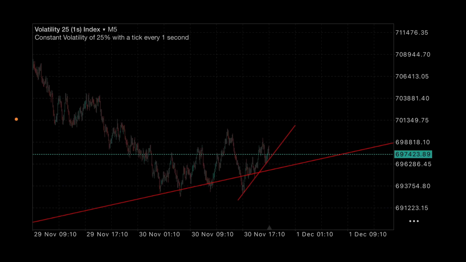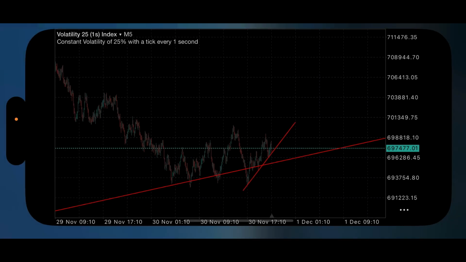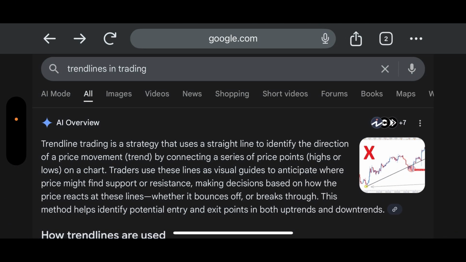Let's get right into the video, and today we'll be talking about the trendline strategy, how to draw the trend lines and how to use trend lines to make profit from the market. So now let's see on Chrome. So I checked trend lines in trading. What is trend line trading?